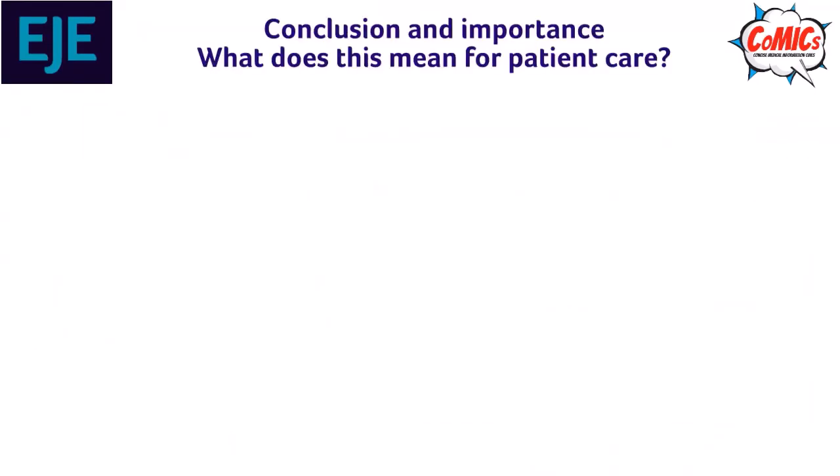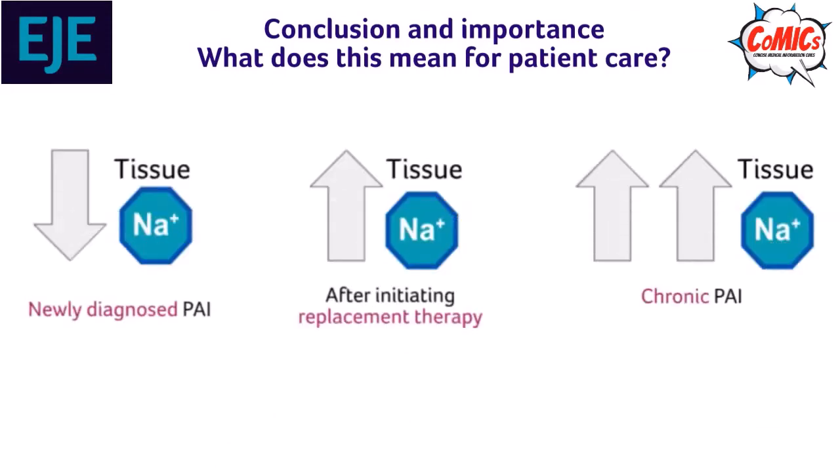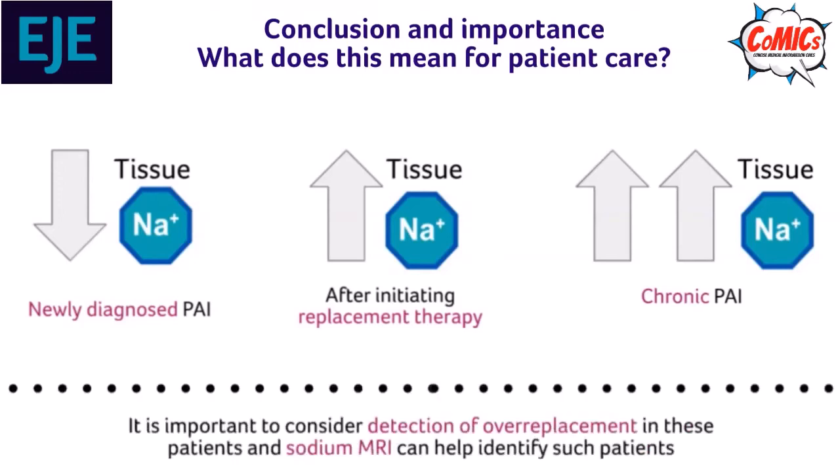So what does this mean for patient care? Well, tissue sodium is low in newly diagnosed patients and significantly increases under replacement therapy up to the levels of healthy controls. But patients with chronic PAI display significantly higher muscle sodium levels compared to healthy controls, indicating a tissue sodium overload associated with replacement therapy.